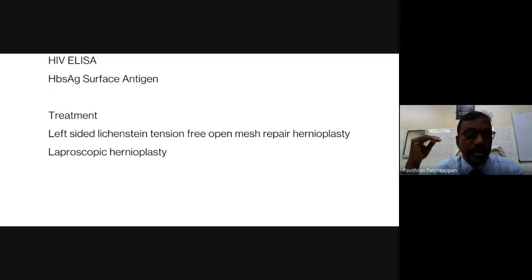Okay, right. So herniaplasty you are doing. What is the other recent or advanced surgery available for hernia repair?